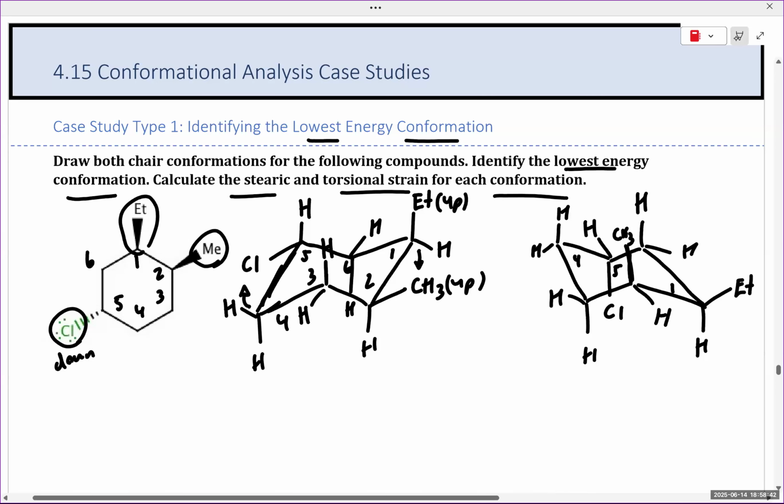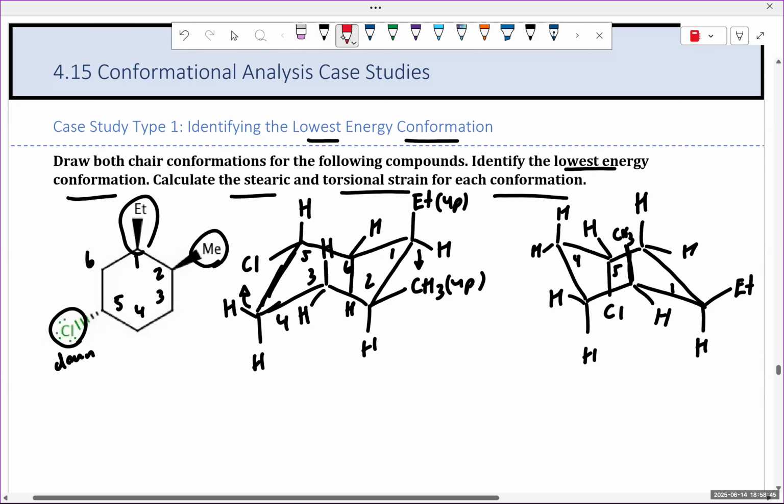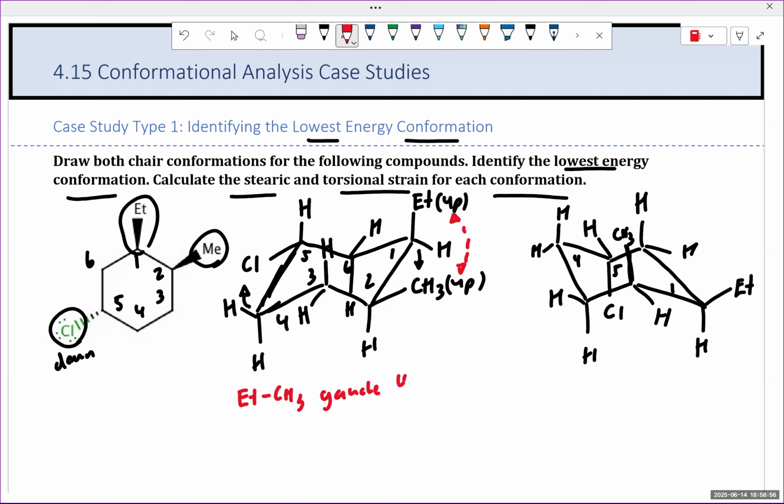Okay, now let's take a tally of all of the interactions. So in this case, first and foremost, we have an ethyl-methyl gauche interaction, which is about 4 kilojoules. Next, we have this ethyl group axial. So we have 1,3-diaxial interactions, which cost us 4 kilojoules, and we have 2 of them. So in total, we have 12 kilojoules per mole of strain.